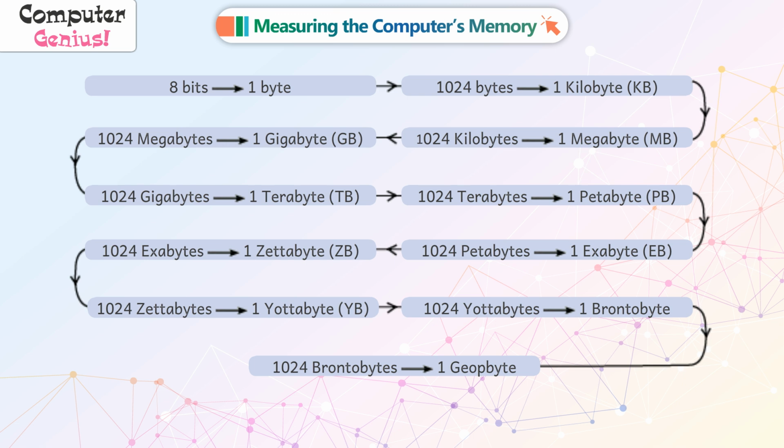1024 terabytes is 1 petabyte, PB. 1024 petabytes is 1 exabyte, EB. 1024 exabytes is 1 zettabyte, ZB. 1024 zettabytes is 1 yottabyte, YB. 1024 yottabytes is 1 brontobyte. 1024 brontobytes is 1 geobyte.